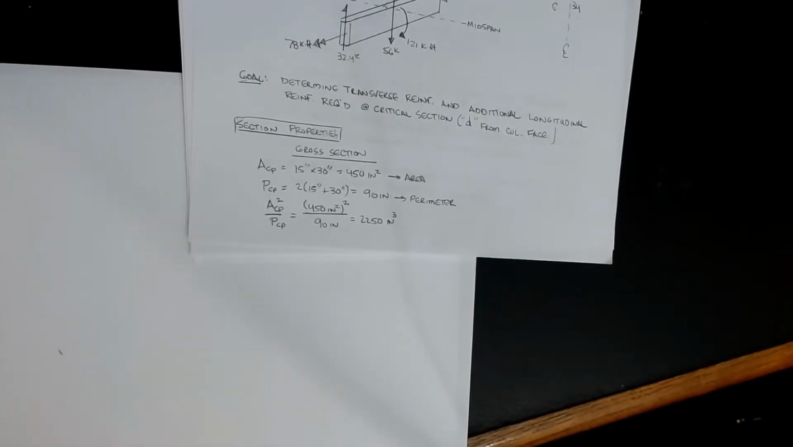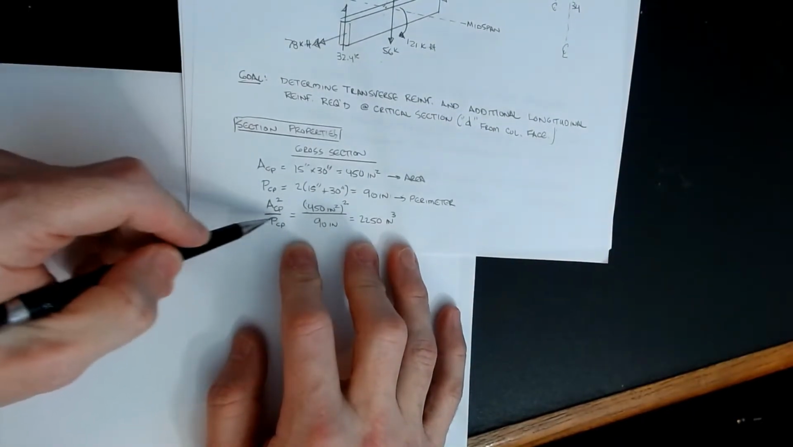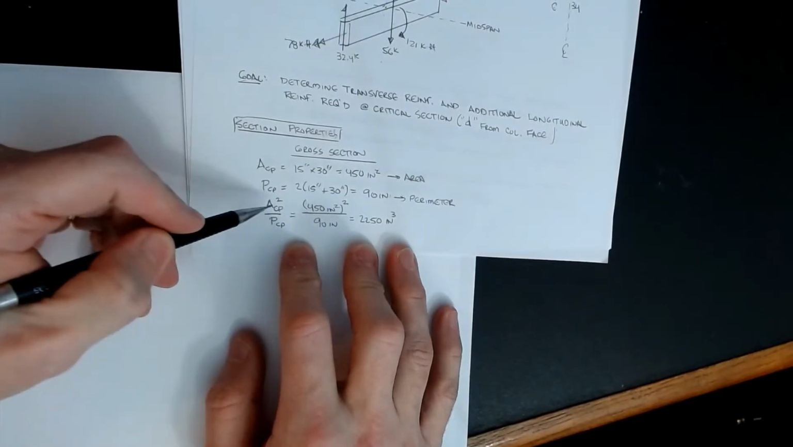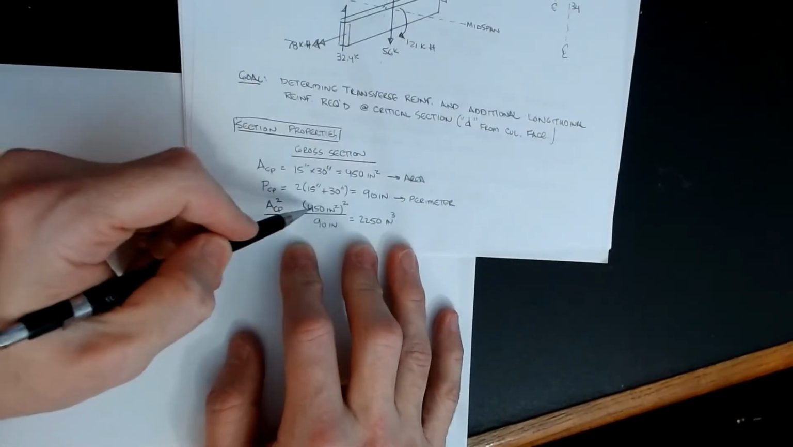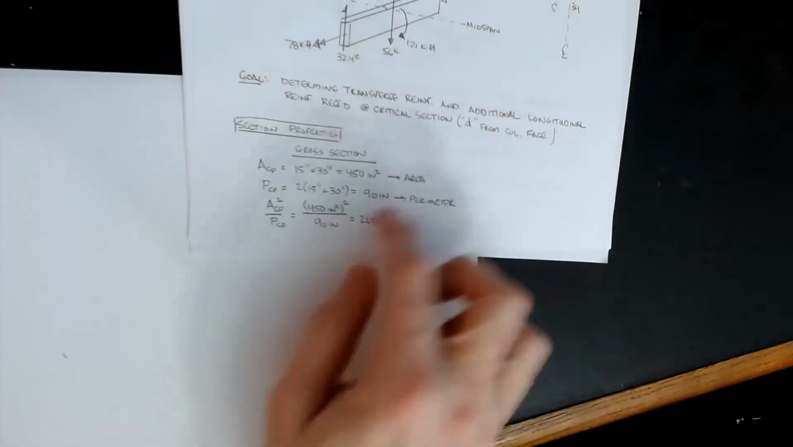Okay. All right. So that's how we get those values. And then ACP squared over PCP, that's the term that you're going to see repeatedly. So we're going to do that calculation now. That's 450 squared over 90 is 2250 for this. Again, we're just plugging in numbers into equations so that we have them, and we'll make use of these as we move forward.